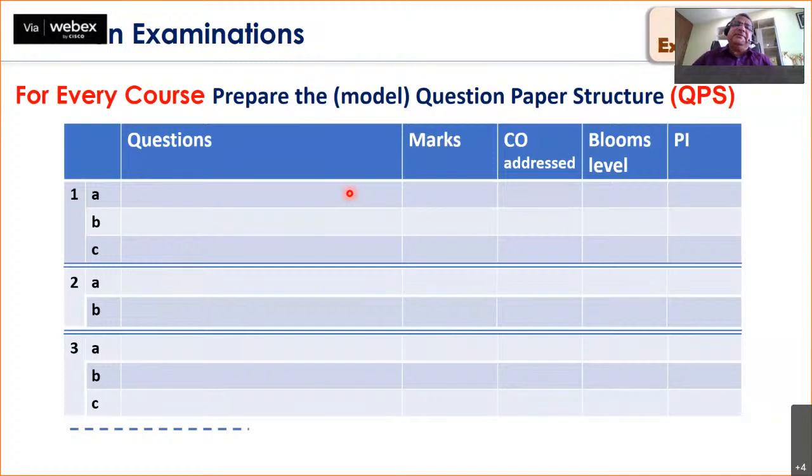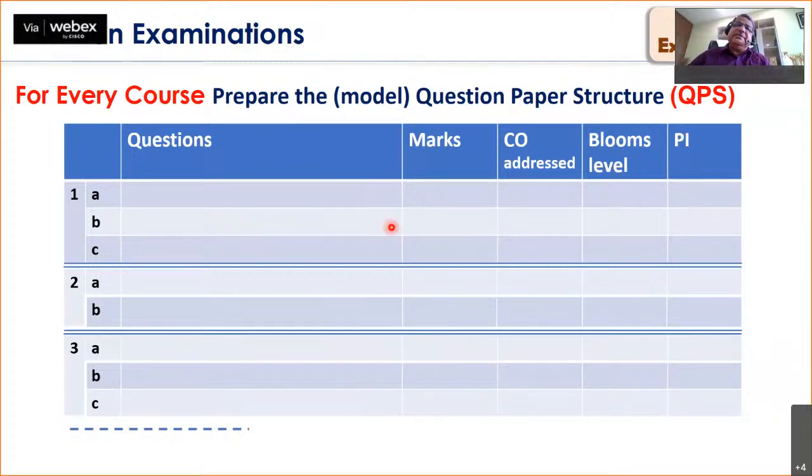That is what our experience says. If you don't give this model question paper, there will be so much confusion and uncertainty for the student. What type of questions they will ask, whether it is a numerical question or a descriptive question. Now everything is clear, because in the model question paper and actual question paper, these 4 columns will remain the same. Only the question will change. The question will have the same marks, addressing the same CO, at the same taxonomy level and the same PI code.